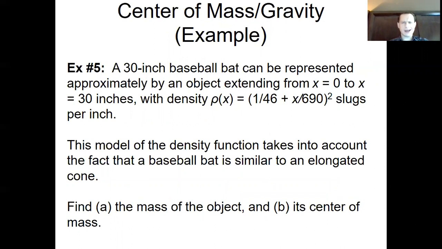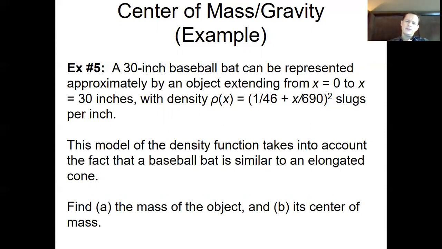Most of them in the book are not that complicated to set up. They might just flat out tell you what the density is. Here we go. A 30-inch baseball bat can be represented approximately by an object extending from x equals 0 to x equals 30 inches. Now, you have to be careful on this. Right off the bat, they're messing with you. 30 inches. Everything in English should be in feet. So the first thing you need to do is convert 30 inches. Remember, there are 12 inches in a foot. We'll do that at one point in the slide, but no inches. We don't want any inches.